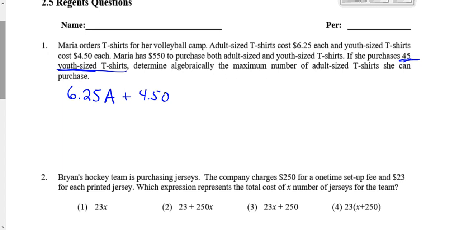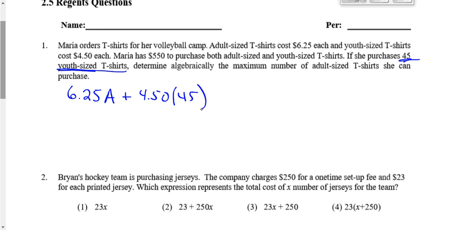What do we have to do to that $4.50? How many youth shirts are we buying? Okay. So it's going to be more than $4.50 because that's only for one. So what do we have to do to that $4.50? There you go. Multiply by 45. Okay.